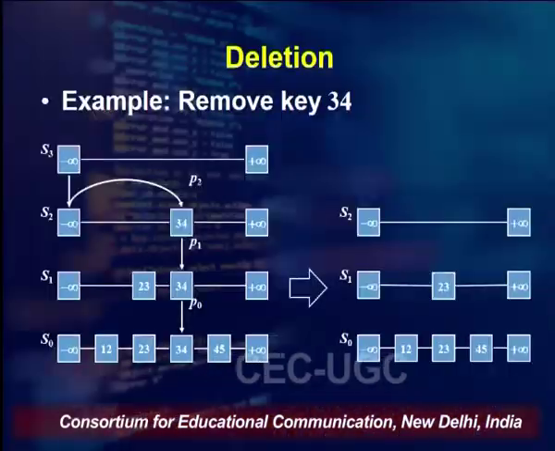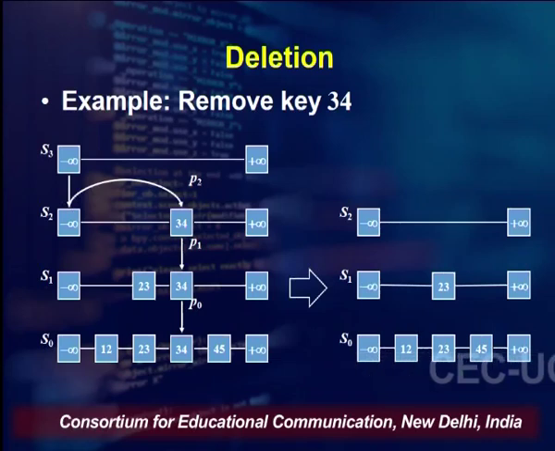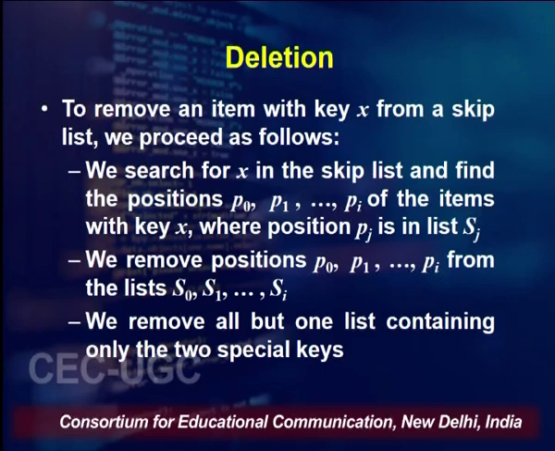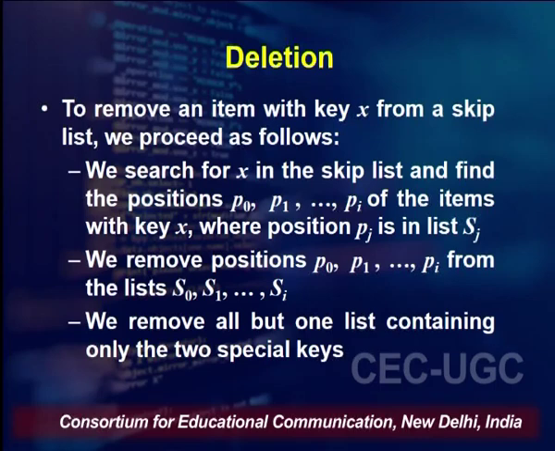That 34 is replicated on 2 levels, which are P0 and P1. So, from the list S1 and S2, we need to remove that 34. So, that means that whole tower corresponding to that key which we want to delete has to be deleted completely. If we talk about deletion, we remove all but one list containing only the 2 special keys.